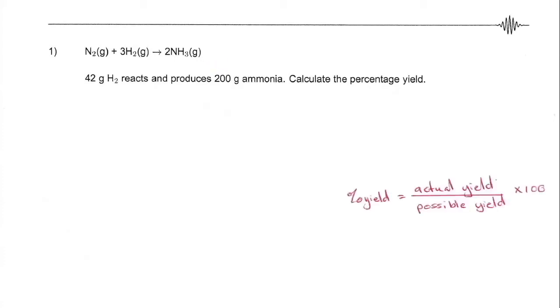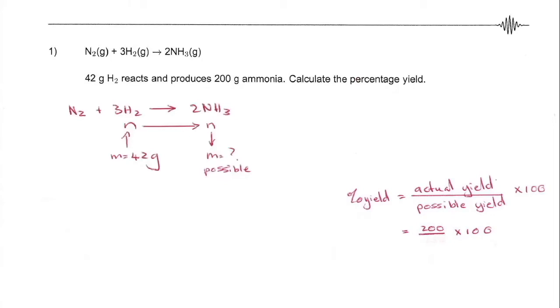The easiest way to think about it is think about the percentage yield equation first. That 200 grams of ammonia that they produced is going to be the actual yield. So that's the value at the top. Now we need to do a mole calculation to determine the value at the bottom.